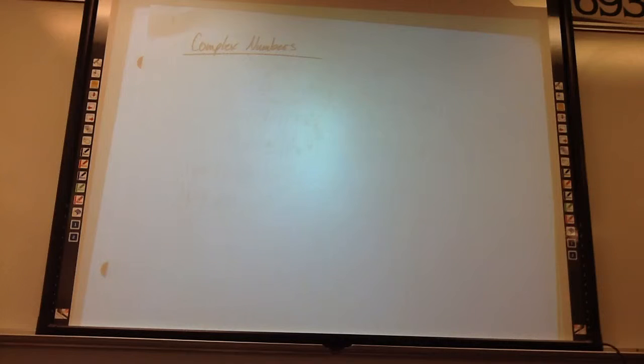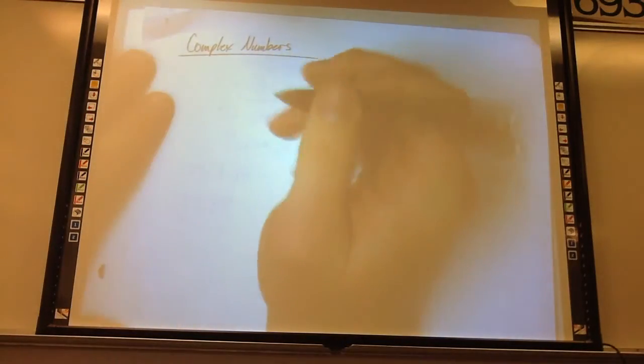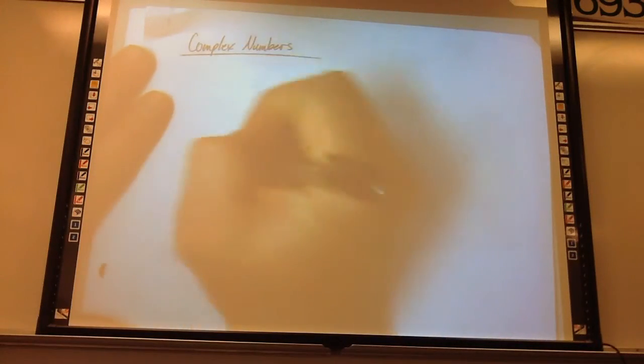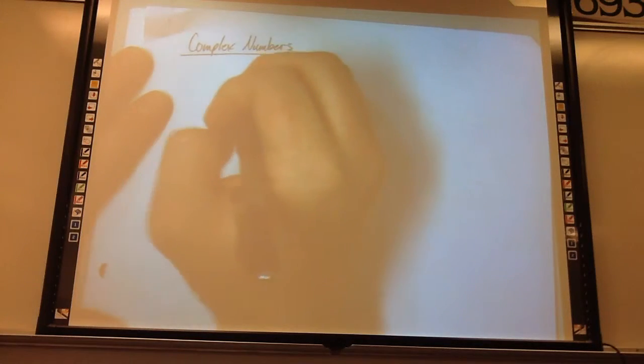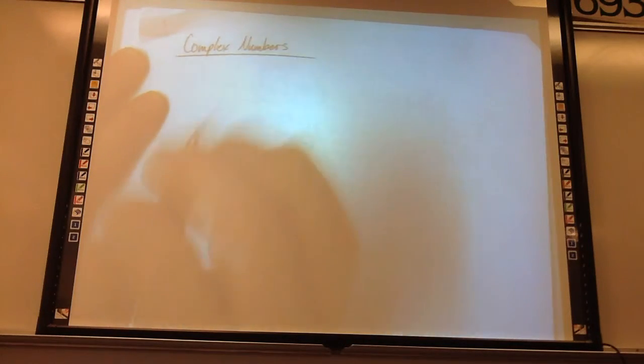Complex numbers. Who knows what a complex number is? Ruben does. He was here yesterday. Yes, sir. You don't have to participate if you don't want to. He was on this though yesterday. He knew all this stuff already.